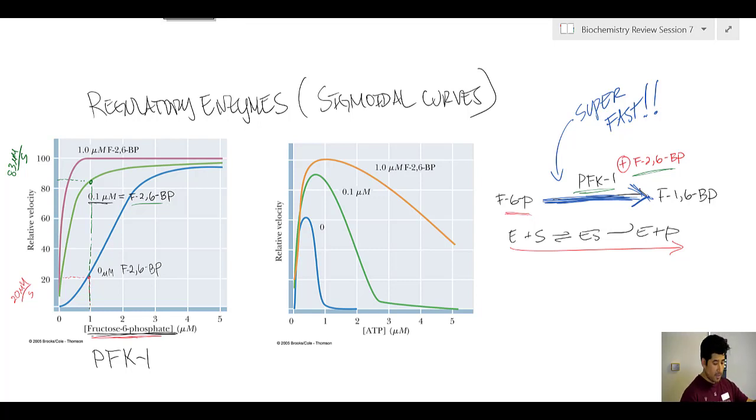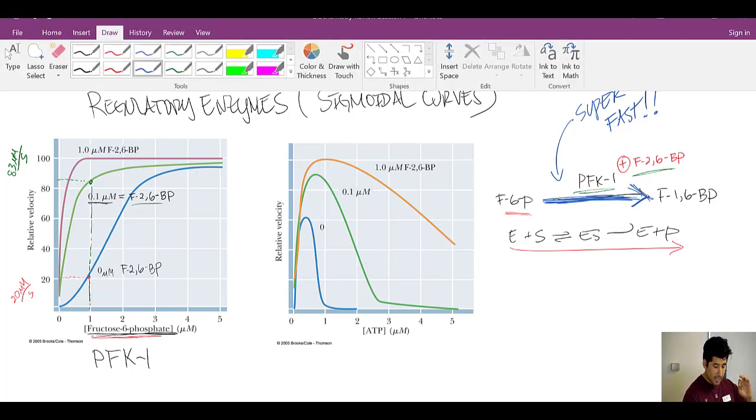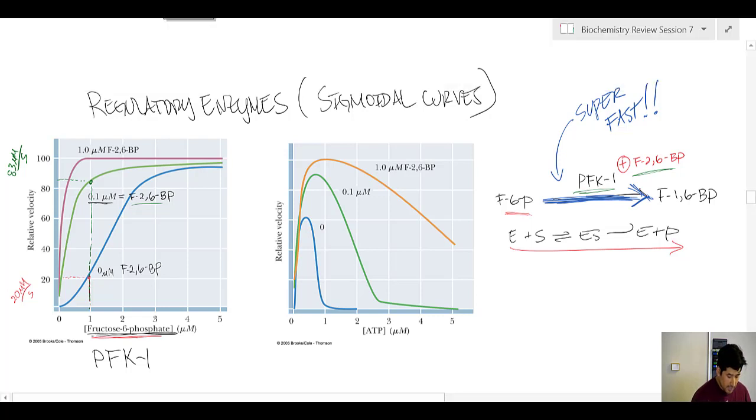Allosteric activators, they do what to regulatory enzymes? They increase the catalytic activity. And do you guys see how this blue line right here is kind of S-shaped in the beginning? It's got a sigmoidal aspect to it. And do you see how once we introduce this fructose 2,6-bisphosphate, the graph looks a little more hyperbolic, a little more Michaelis-Menten? Yes.